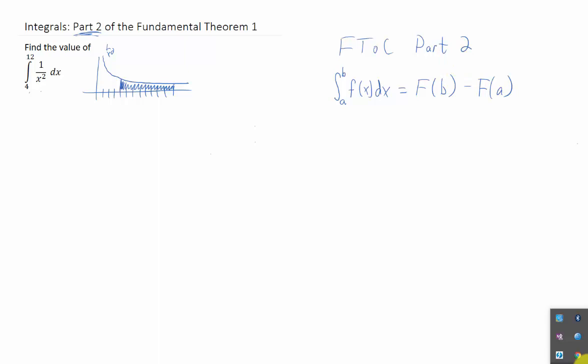Well, what the Fundamental Theorem of Calculus part 2 tells us is that we can find that area under that curve using antiderivatives. The integral from a to b of f of x dx is the antiderivative of this function evaluated at b minus the antiderivative of this function evaluated at a. So enough talk, let's do this problem.